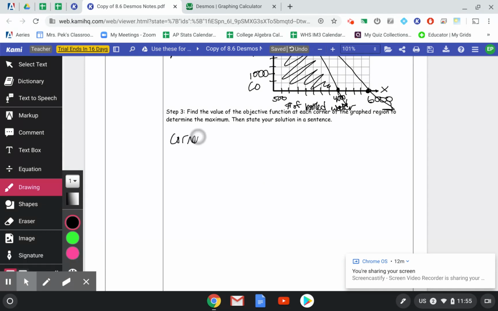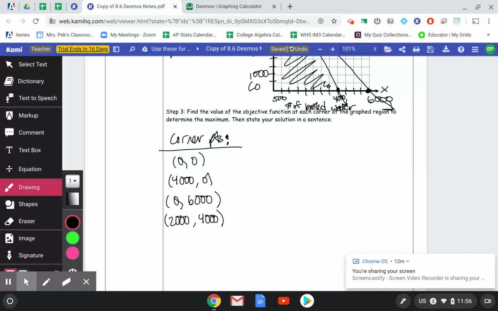All right, so corner points. My computer's lagging a little bit. We have the point 0, 0 and the point 4,000, 0. We have the point 0, 6,000. And we have the point 2,000 and 4,000.